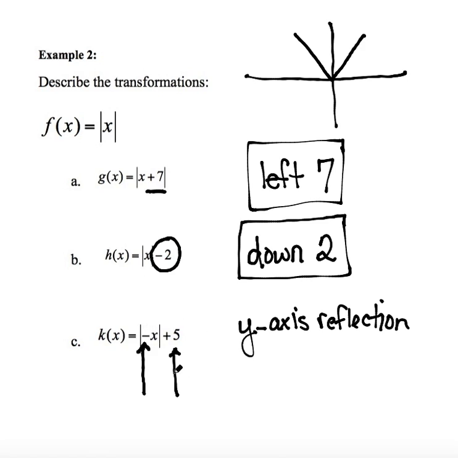And then we have another transformation. We have plus 5 outside of the absolute value, and we know outside it's going to go up or down. Since it's positive, we're going to shift this graph up 5. So this had 2 transformations.